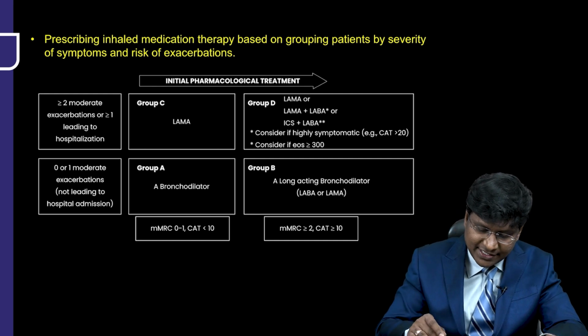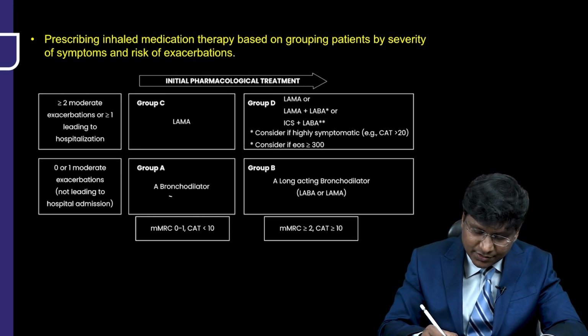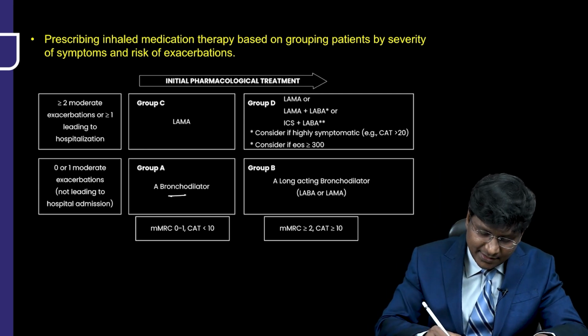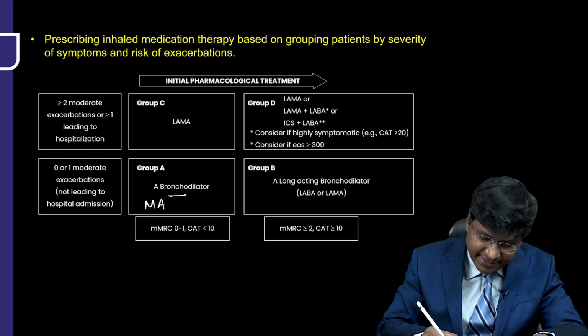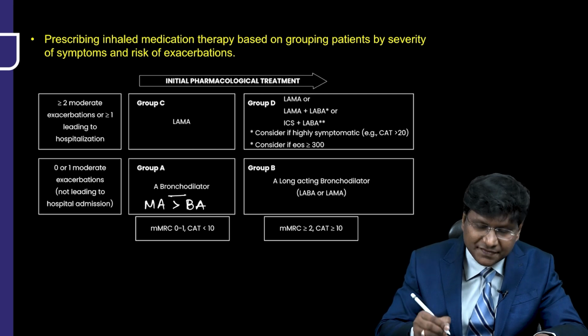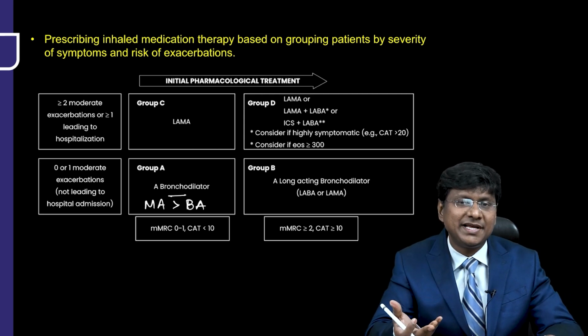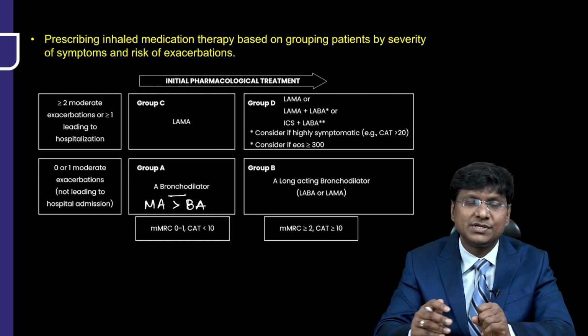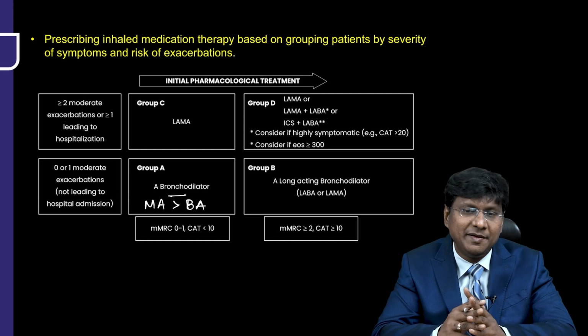Now, in the case of group A individuals, you need to give a bronchodilator, right? Preferably a muscarinic antagonist is given compared to a beta agonist, because muscarinic antagonists have been found to be more efficacious than beta agonists as a bronchodilator in COPD patients.